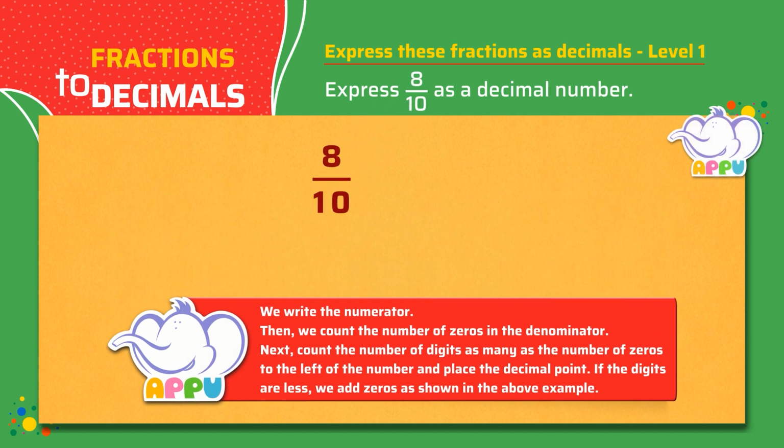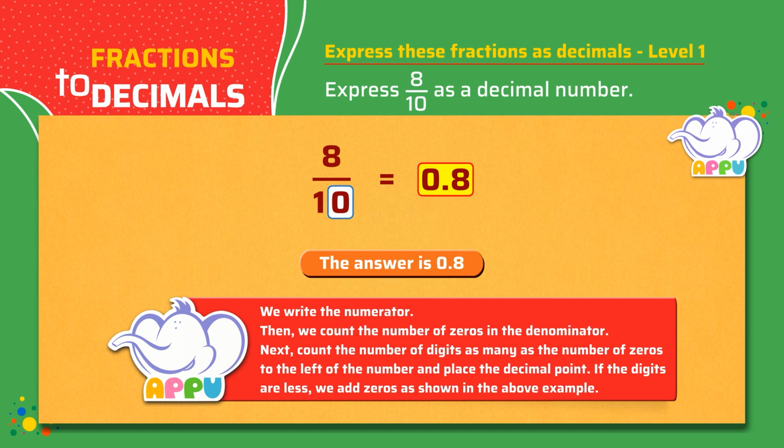We write the numerator, that is 8. We count the number of zeros in the denominator, that is, we have 1 zero. Now we count one digit to the left of the number and place the decimal point, that is, before 8. So the answer is 0.8. Tremendous!